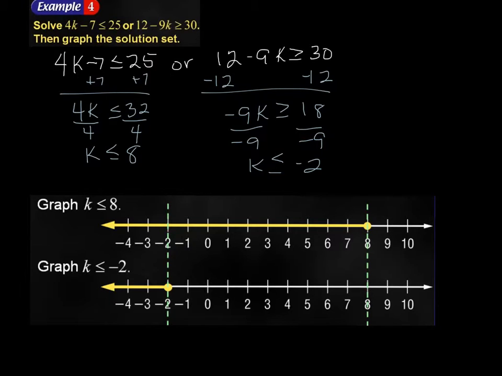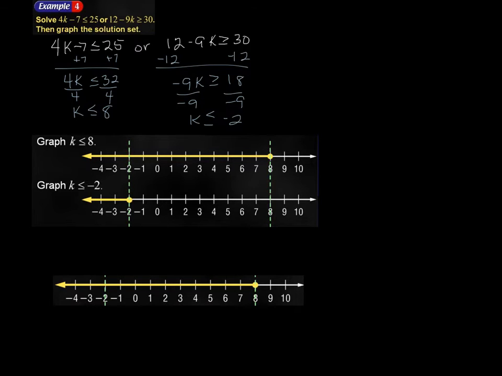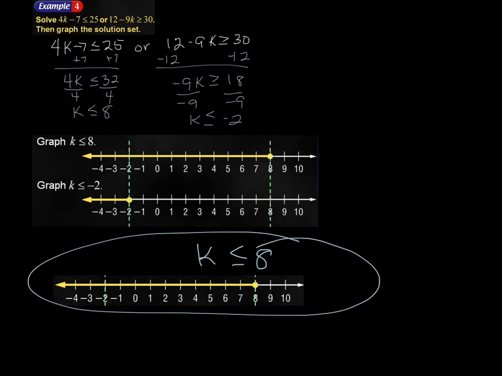Okay, so for an or, usually we expect them to be pointing opposite ways, going out. But think about what or means. So pick a number. I like 0. Okay, is 0 less than or equal to 8? Yes. Is 0 less than or equal to negative 2? No. But this is an or, so it only has to be true for one of them. So our final answer is going to be, oops, I used k instead of x, k is less than or equal to 8.